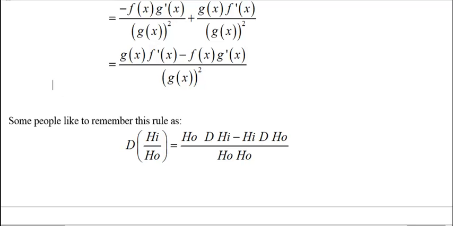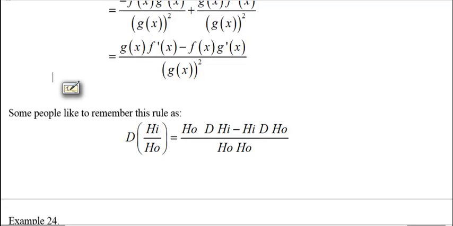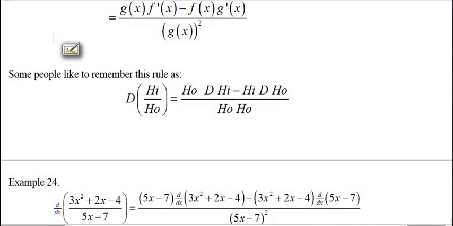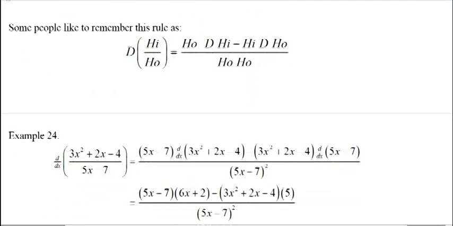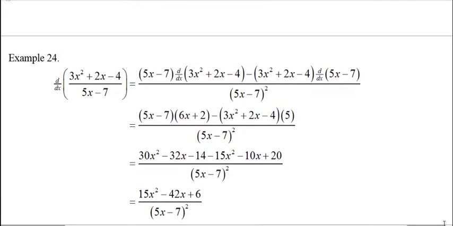I have a colleague who actually sings this rule to the Snow White and the Seven Dwarfs song, Hi Ho. I'll spare you me singing, but there we go. Derivative of high over ho is ho d high minus high d ho over ho ho.